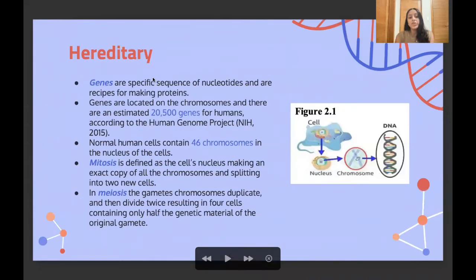Genes are a specific sequence of nucleotides and are recipes for making proteins. They're also located on chromosomes, and there are an estimated 20,500 genes for humans. Normal human cells contain 46 chromosomes in the nucleus of the cells. Mitosis is defined as the cell's nucleus making an exact copy of all the chromosomes and splitting into two new cells. In meiosis, the gametes' chromosomes duplicate and then divide twice, resulting in 4 cells containing only half of the genetic material of the original gamete.